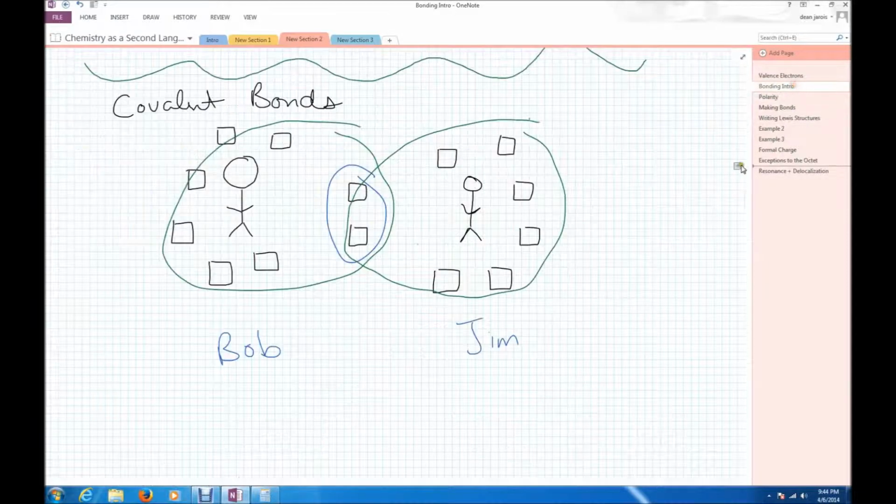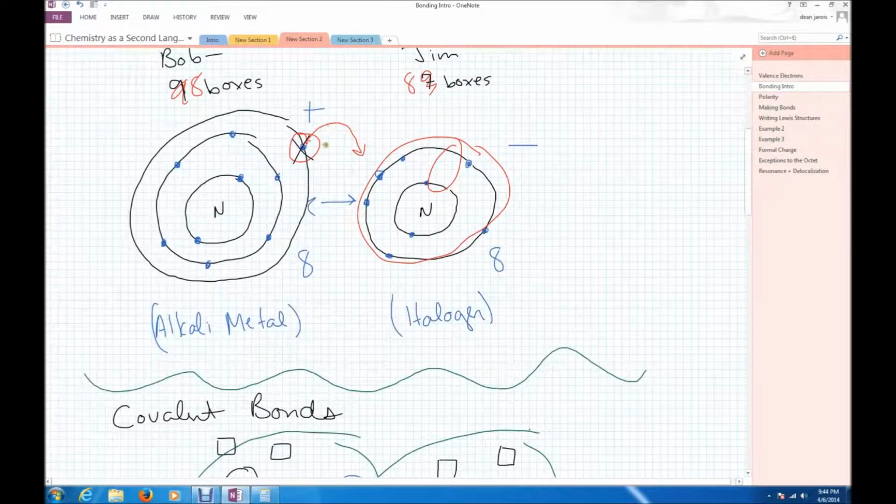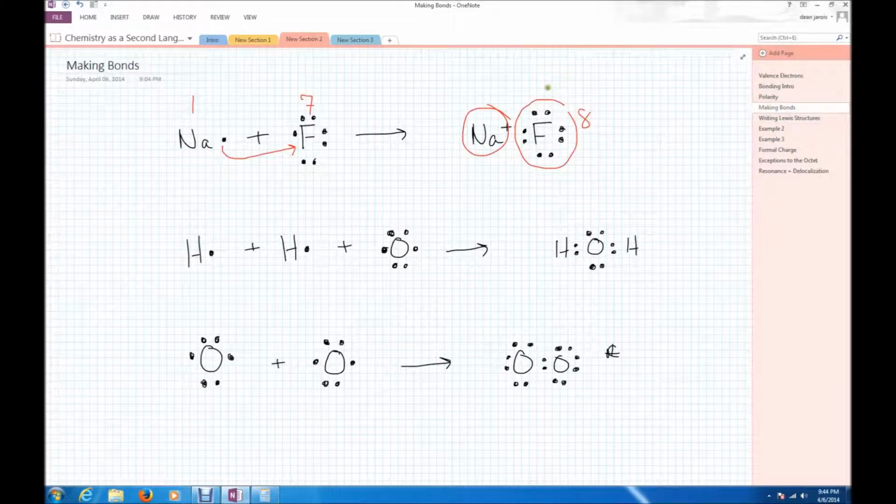Let me just find it. I think I had that. Oh yeah, right here. So this is sodium. Remember, if it gets rid of that one valence electron, it's opening up a whole new octet under it. So basically, both sodium and fluorine complete their octet. And sodium gets a positive charge because it loses that electron, and fluorine gets a minus charge because it gains that electron. So now let's do some covalent stuff.